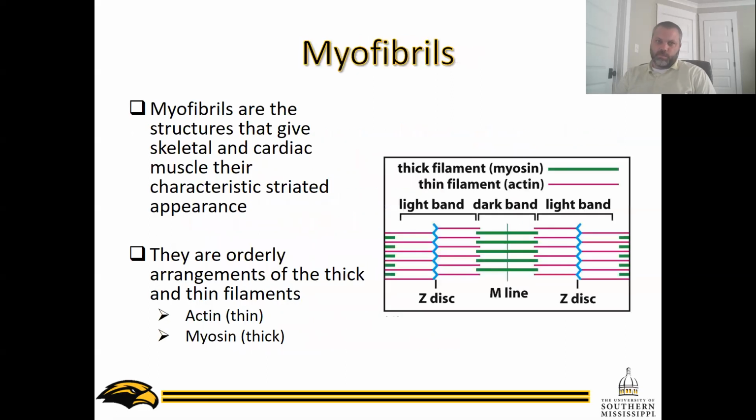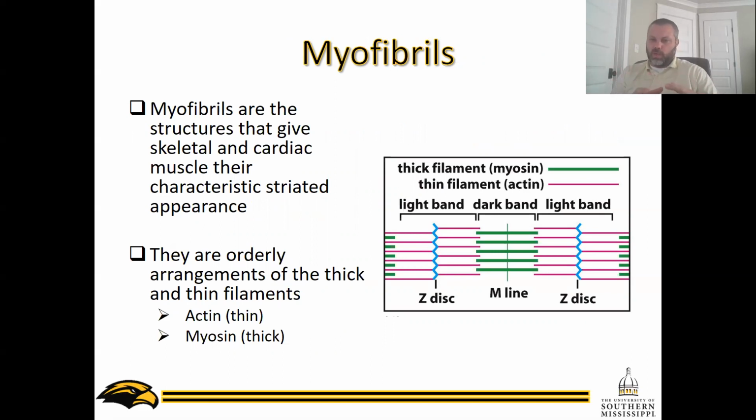In A&P. So myofibrils are what is going to give skeletal muscle and cardiac muscle its striated look and appearance. And what we are looking at is thick and thin filaments, specifically the actin and myosin. So actin is our thin filament and myosin is our thick filament. And you can see this arrangement that we have.